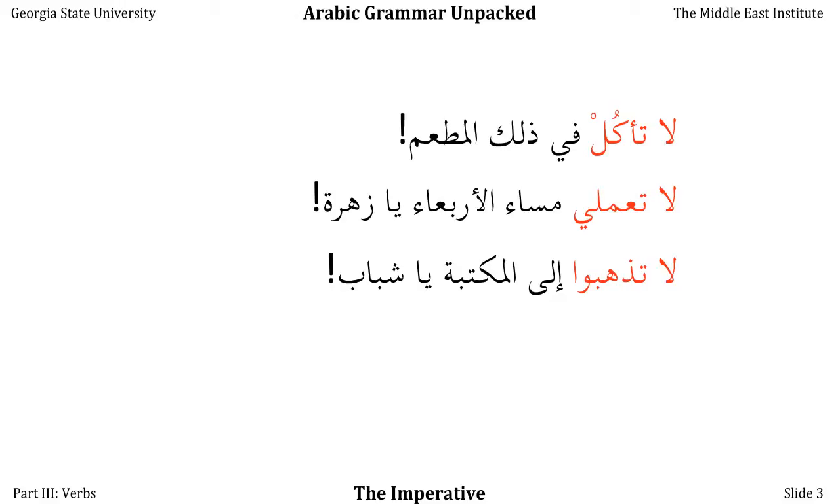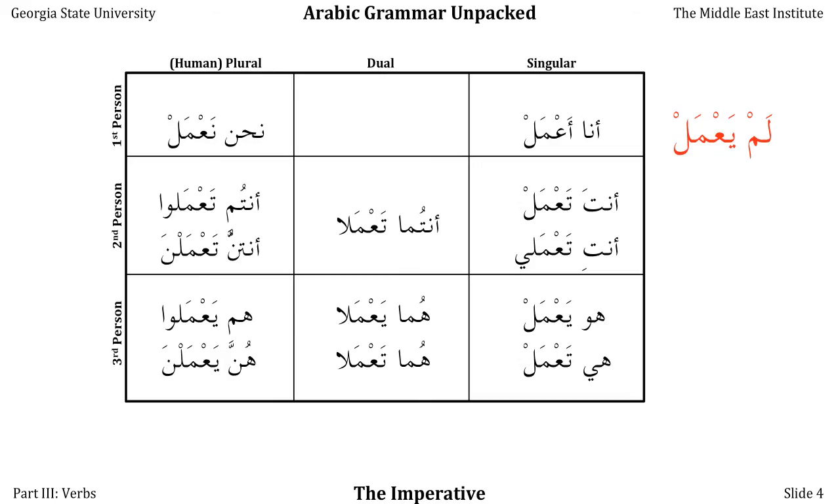So telling somebody not to do something is really quite simple. As long as you can master the use of the Mudari' Majzum, the present jussive, you won't have any problem at all telling somebody not to do something. Telling somebody to do something, however, is a little more difficult.